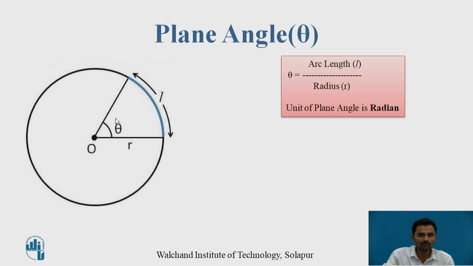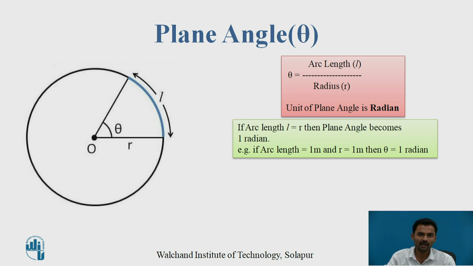Now how to calculate this angle theta, the plane angle? We have a formula: theta is equal to arc length L divided by the radius of the circle, that is L by r. After this you will get the value of theta, the plane angle, and its unit is radian. So plane angle means the angle subtended by an arc of length L at the center of a circle of radius r.